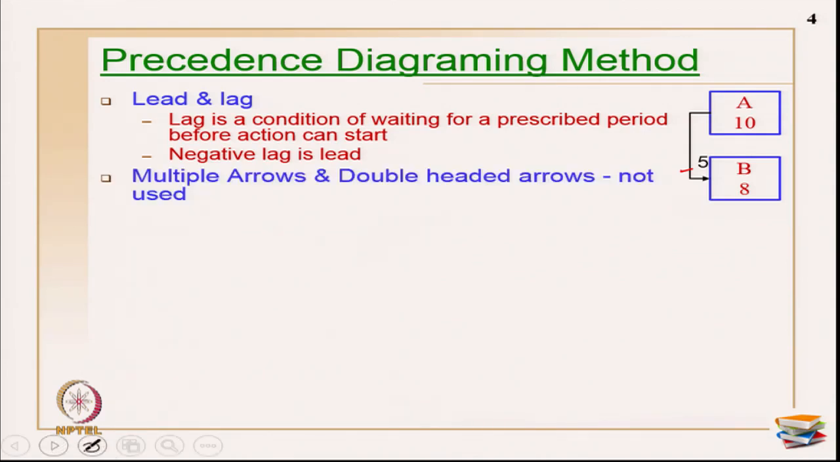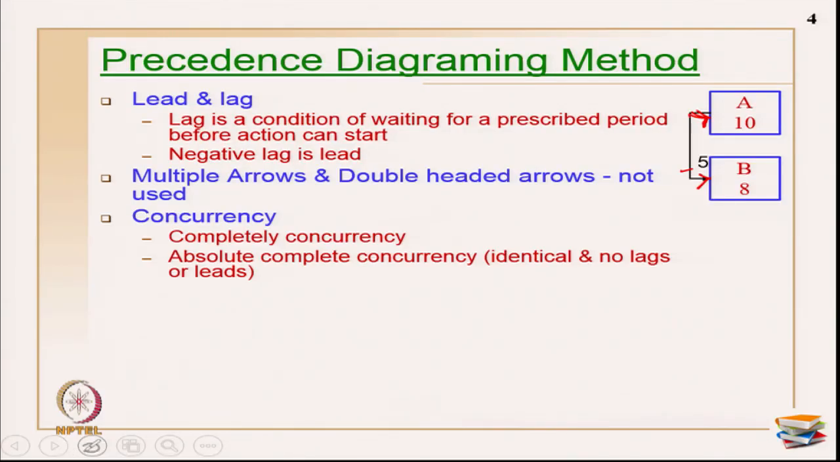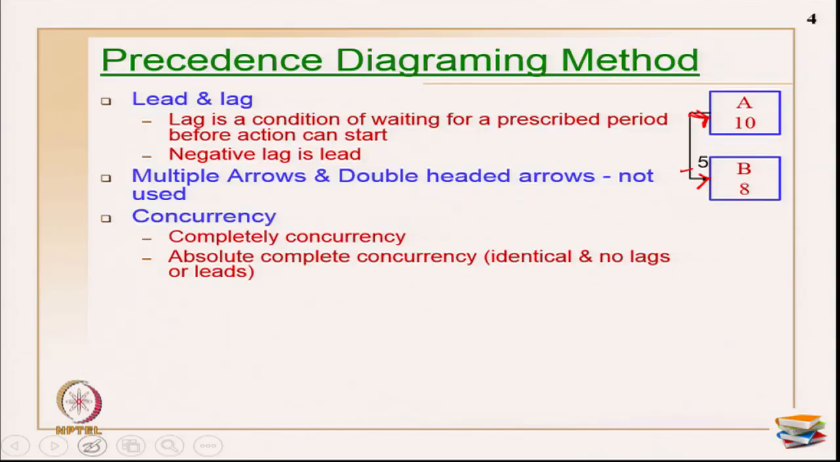Now, multiple arrows and double headed arrows are primarily not allowed. The meaning of both is the same. I am not supposed to have two arrows on the same arrowheads, which creates confusion when you are doing calculations, so it is generally not used. As I have explained in the last slide, start and finish are generally used in combination in order to explain concurrency or partial concurrency of activities.